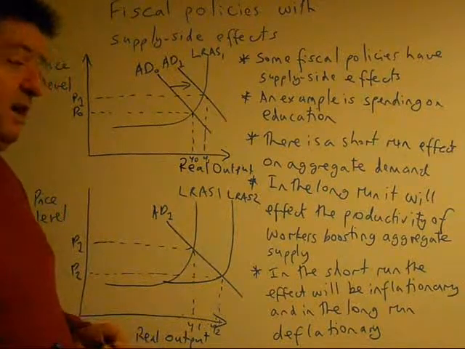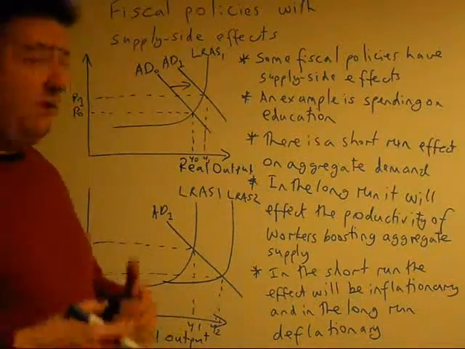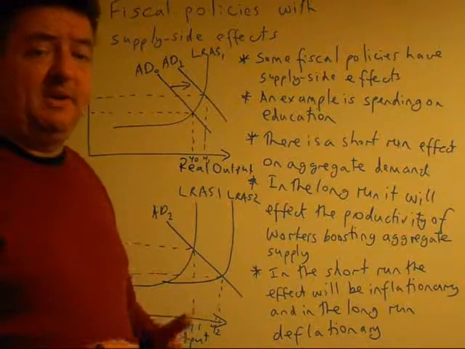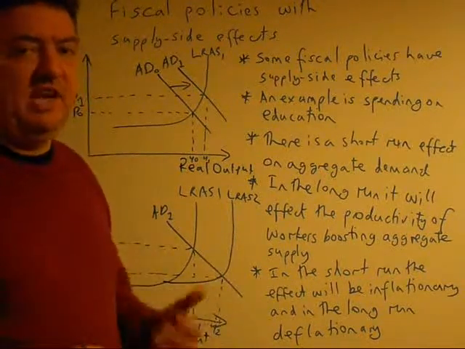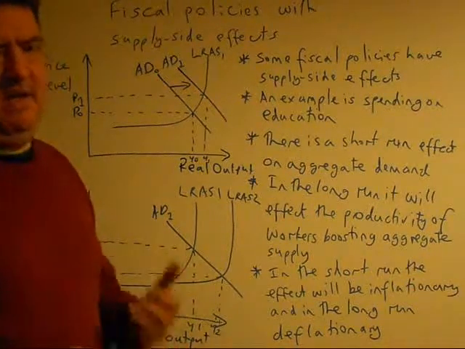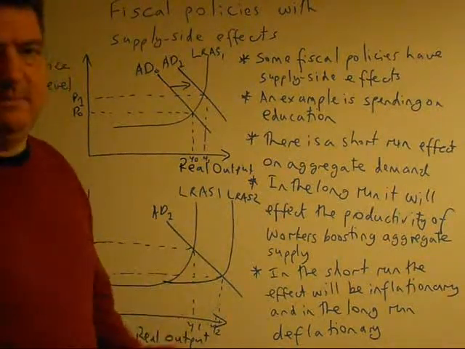So that's basically what is meant by fiscal policies with supply side effects, and that's how one policy instrument can affect both fiscal and supply side.